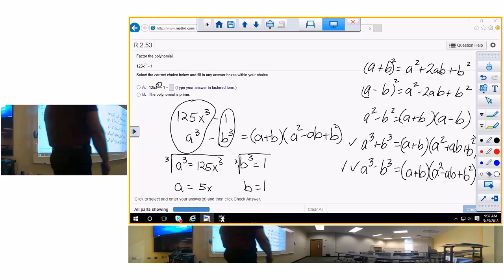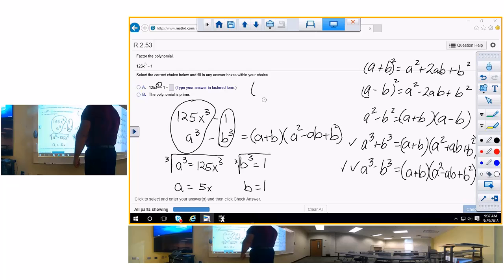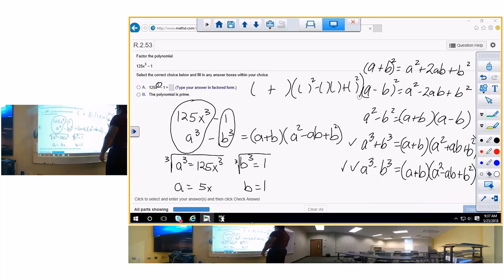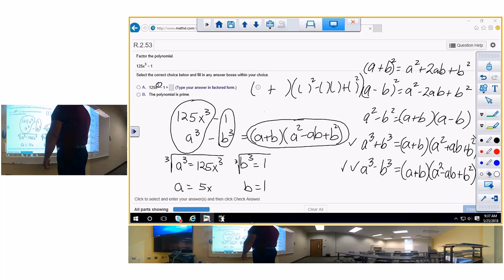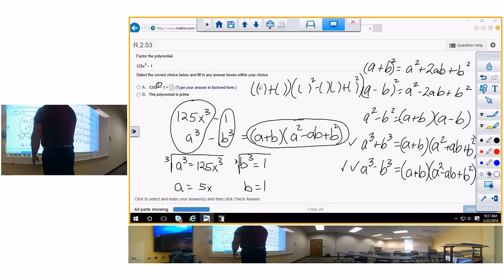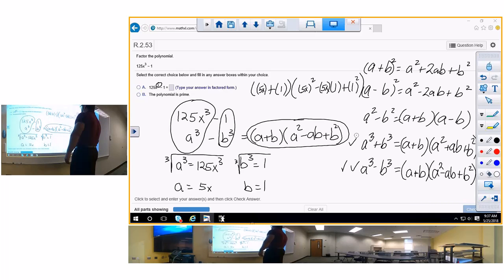Now you just plug and chug into the right-hand side. I'm going to go up here and do it. So parentheses, put a minus there. Parentheses squared plus parentheses times parentheses plus parentheses squared. I just rewrote this, and wherever there was an A or B, I just put a set of parentheses. Okay? Now what's my A? 5x. So you put a 5x here, you put a 5x here, and you put a 5x here. And now you put a 1 here, a 1 here, and a 1 here. And now you just simplify.